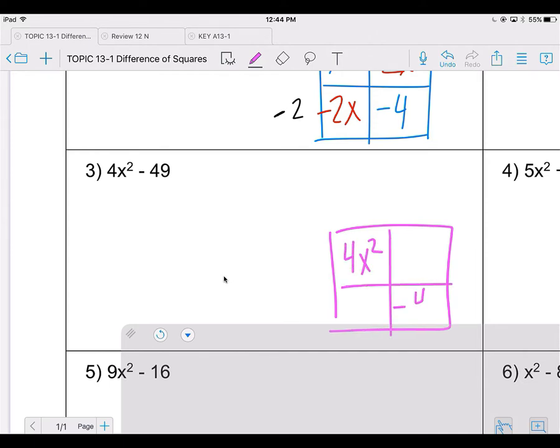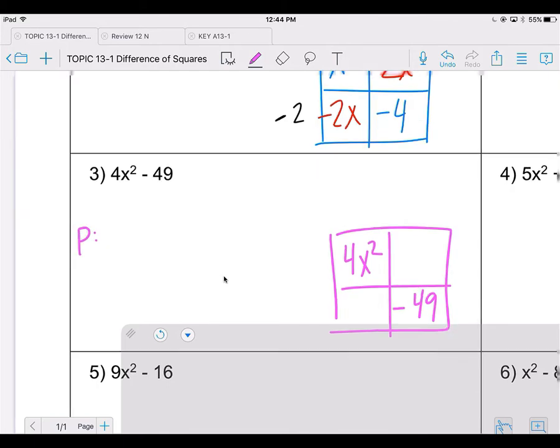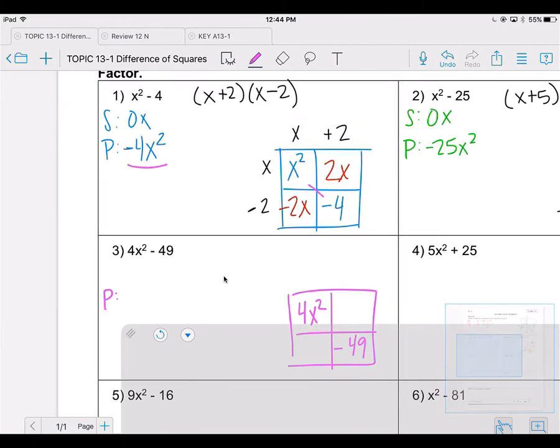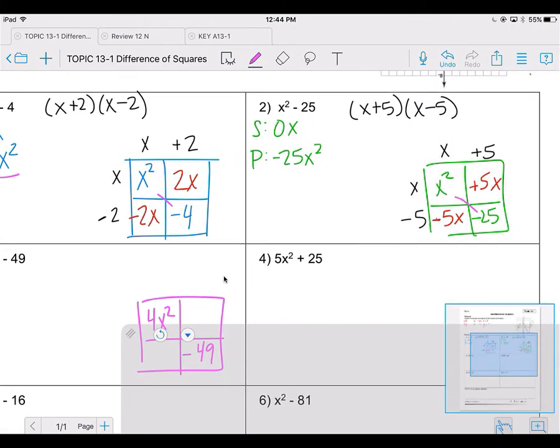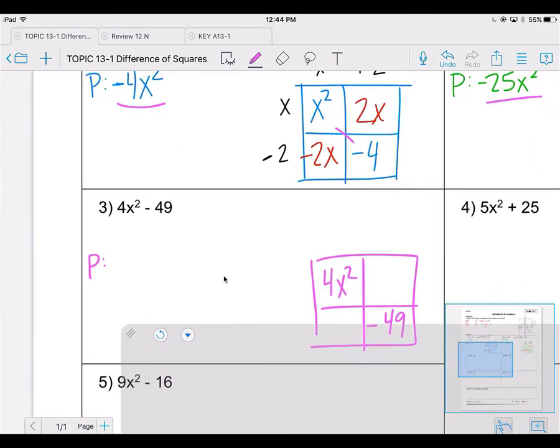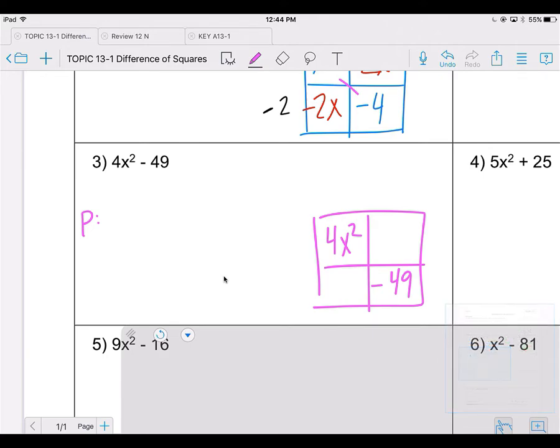4x squared minus 49. Remember that your product, you always multiply these. We multiplied -4 times x squared, and we multiplied -25 times x squared. We just don't see it as visually because there was nothing to change the numbers.